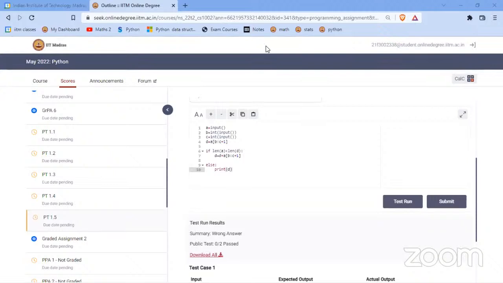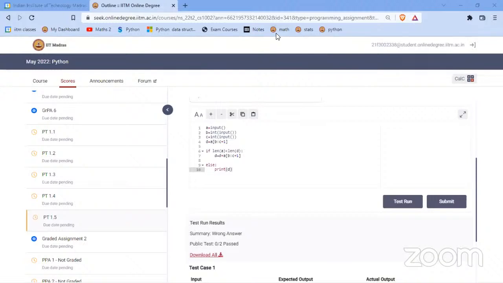Correct? So how do you get it? You divide the length of A by the length of D. You get the floor division, and then you add 1 to it, so that the final length of D will be greater than the length of A.